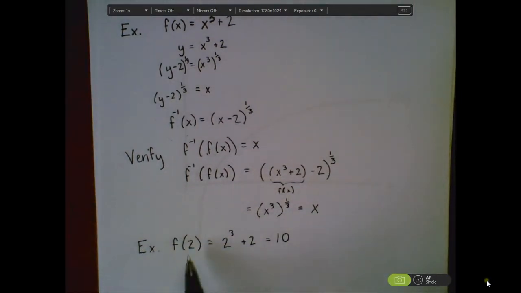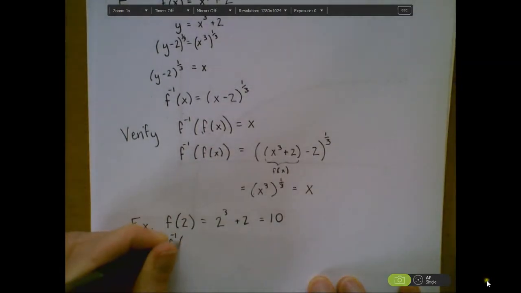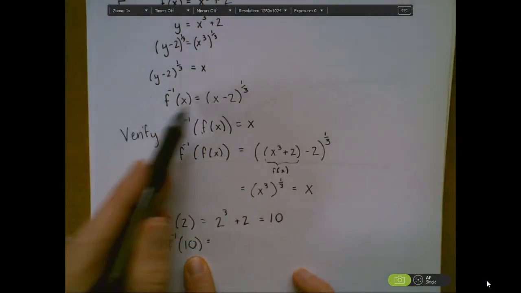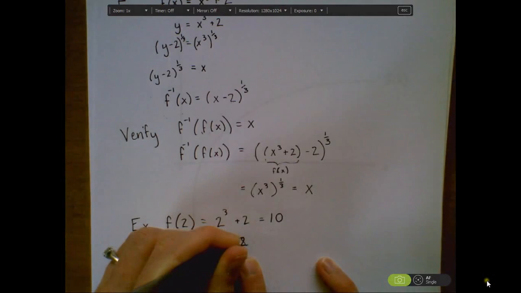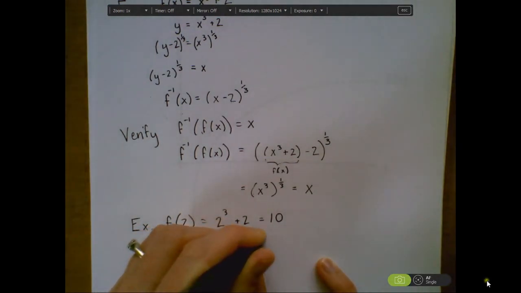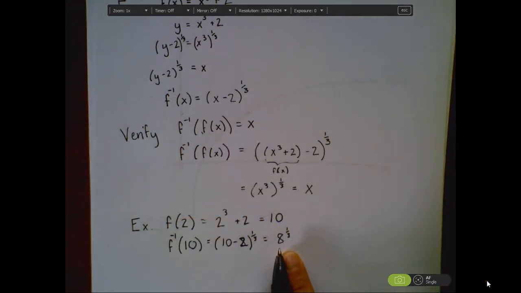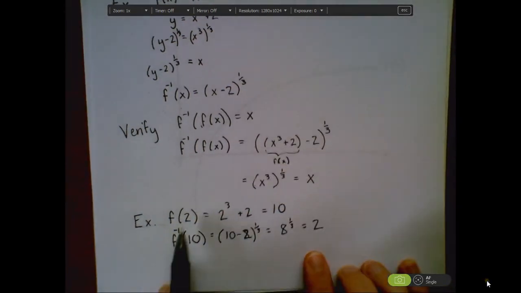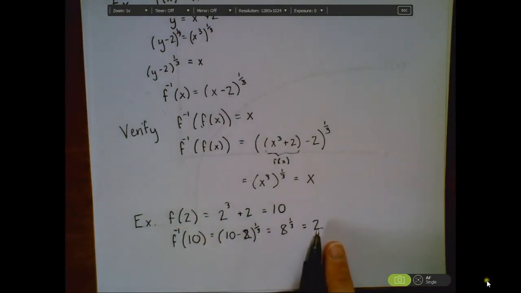For our inverse function, I take the output and plug it in, and hopefully I'll get what I started with. So let's consider what is f inverse of 10. I'm going to plug 10 into my inverse function, which in this case is 10 minus 2, all raised to the 1/3 power. 10 minus 2 is 8 to the 1/3, which is the same thing as the cube root of 8. What's the cube root of 8? What times what times what equals 8? That's 2. So this is verifying for one particular point that I plug 2 into my function and get out 10, and I plug the output 10 into my inverse function, and I get out 2 again.